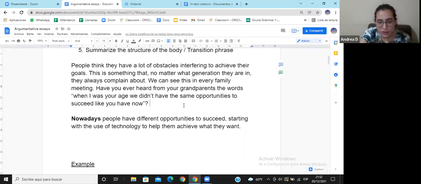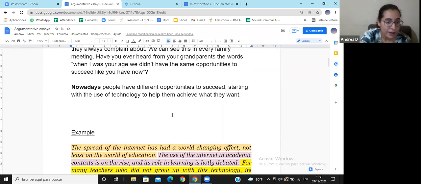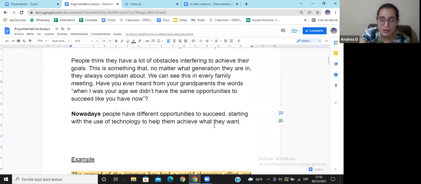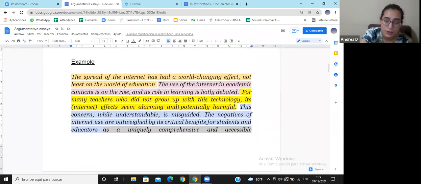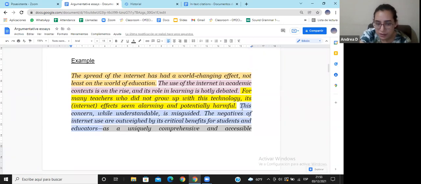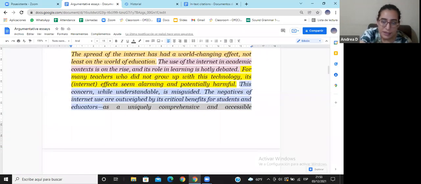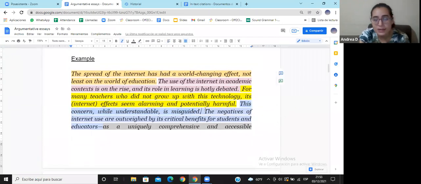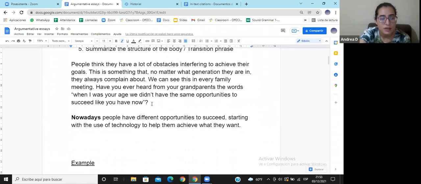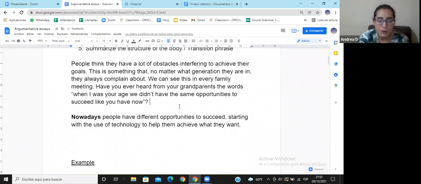You know, there are two ways. You can use a different phrase like I believe, the way I see it, in my opinion, personally, if you ask me. Or you can state it as a fact, not like something you think, but something that is that way, like the way this author did. He's not saying "I think that this concern, while understandable, is misguided." He's saying it like it's a fact. It is misguided, and that's it. So you can do that, or you can tell it as if it were your opinion. You know what I mean?